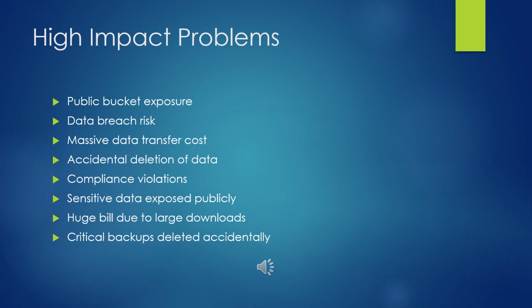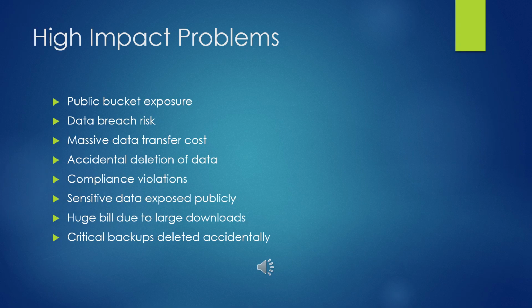High-impact S3 problems. Now let's understand some high-impact problems in S3. These are not just technical mistakes. These can directly impact business, money, and trust. 1. Public bucket exposure. Imagine a company stores important data in an S3 bucket. But due to a small configuration mistake, the bucket becomes public. Now, anyone on the internet can access it. This is where problems begin.